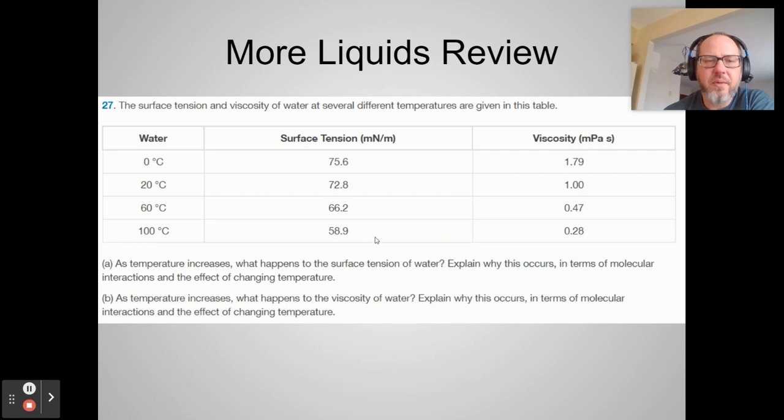So now I want you to try it. Here's a different substance. This is water, right? And we're looking at the surface tension and the viscosity at different temperatures. So what effect do you think temperature would have on the surface tension, the ability of the molecule to stick to itself, and the viscosity, its resistance to flow? Okay, so think about that. Talk amongst yourselves. Come up with an idea. I look forward to hearing it.